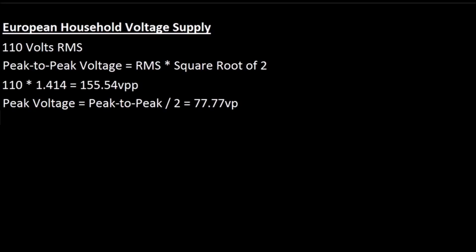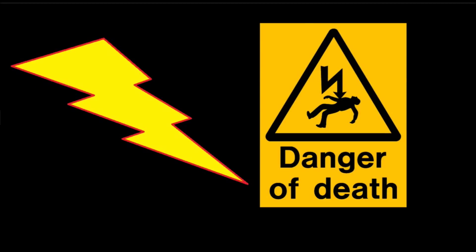Please note that household power supplies are very high voltage and should not be used in experiments under any circumstances.